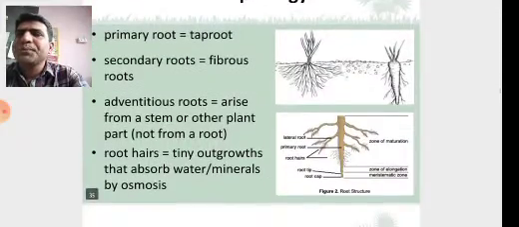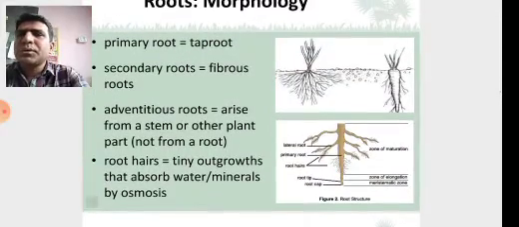Root morphology: primary root, which is a taproot. Secondary root, which is a fibrous root. Adventitious roots arise from the stem or other parts of the plant, not from the root. And root hairs are tiny outgrowths that absorb water.